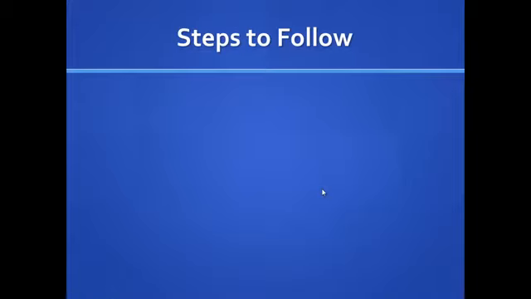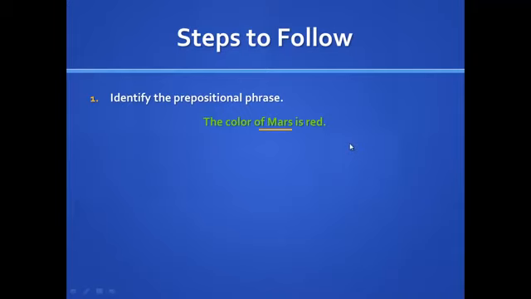So there are some steps that you can follow in order to find and identify prepositional phrases as adjective or adverb. Step 1. Identify the prepositional phrase. So take a look at the sentence. The color of Mars is red. To find the prepositional phrase, just as we've done in our previous lesson, you're going to first find the preposition, which is of, and then continue on to the very next noun that you hit, which is Mars. So your prepositional phrase is of Mars.